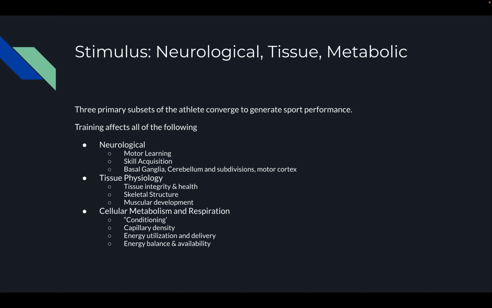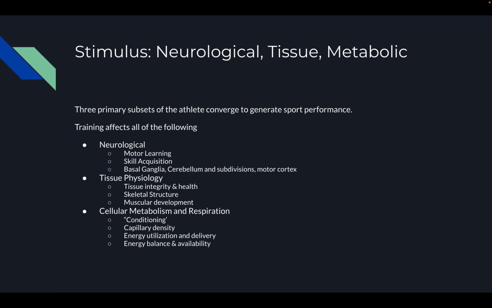As coaches, it's important that we know that the stimulus that we're providing is likely neurological, tissue-oriented, or metabolic-oriented, or most often somewhere as a blend of the three. We're influencing 3 primary subsets of the athlete when we're talking about sports performance and training stimulus interventions. In particular, training affects all of the following: the neurological system, our motor learning, our skill acquisition. These are byproducts of our nervous system and of our brain's ability to learn.